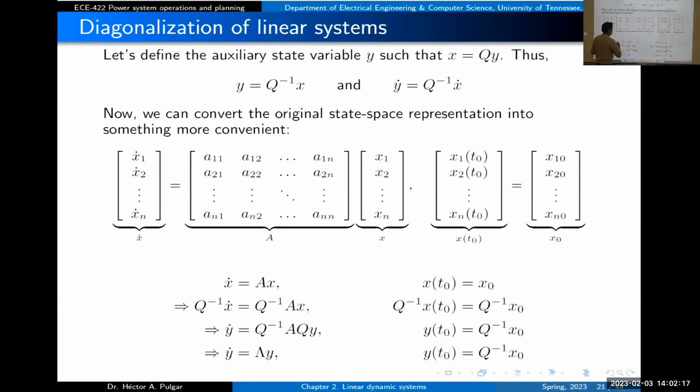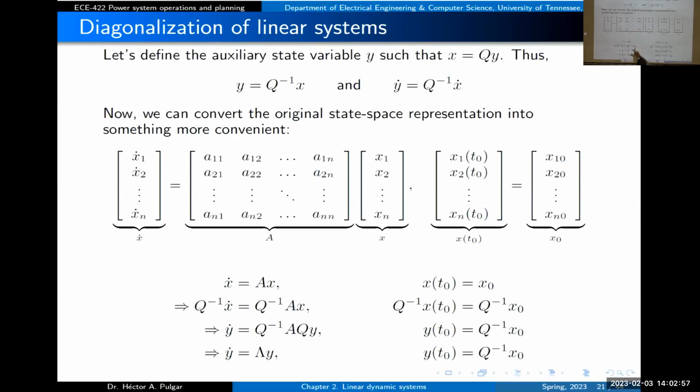So this is the system with all the terms that we have, but this is the same system in compact form. This is a matrix equation here. So what we're going to do to make this conversion is multiply this equation from the left by Q inverse. So you have Q inverse x dot equal to Q inverse Ax. By definition, Q inverse x dot is y dot. So what we have obtained on this side of the equation is nothing else than y dot.